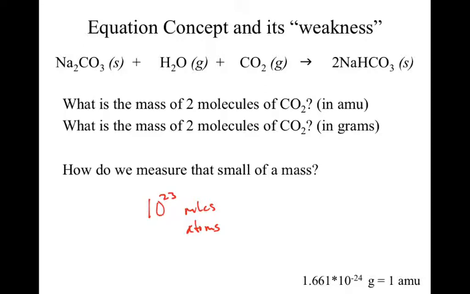So that means when we go up here into our reaction, we need 10 to the 23rd of these, 10 to the 23rd of these, 10 to the 23rd of these, and then 2 times 10 to the 23rd of those. Okay? That's a lot of zeros in our balanced equation. And I don't know about you, but I don't want to deal with those numbers, and I don't want to deal with those exponents. So we have to come up with some way to simplify this.